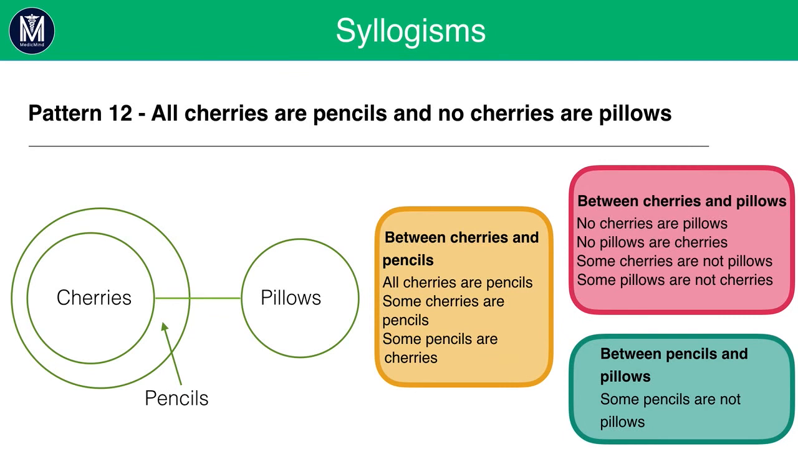All cherries are pencils and no cherries are pillows. Between cherries and pencils, all cherries are pencils, some cherries are pencils, and some pencils are cherries. Between cherries and pillows, we know that no cherries are pillows, no pillows are cherries, some cherries are not pillows, and some pillows are not cherries. Between pencils and pillows, some pencils are not pillows because some of those pencils will be cherries.